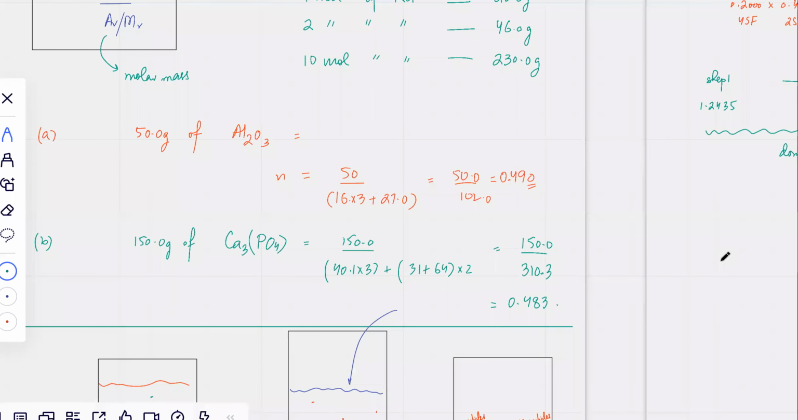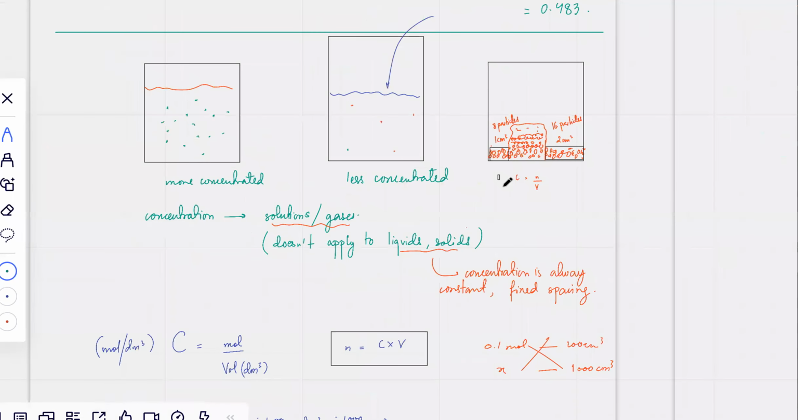Anyways, we were doing concentration. So concentration is moles over volume, or n is equal to C into V. We did that.